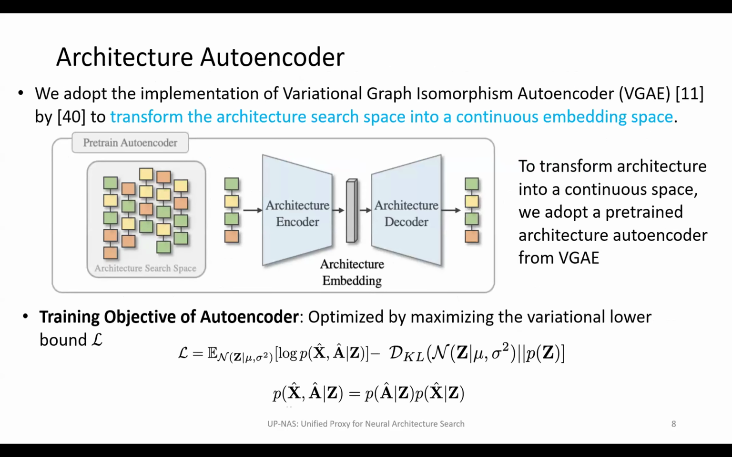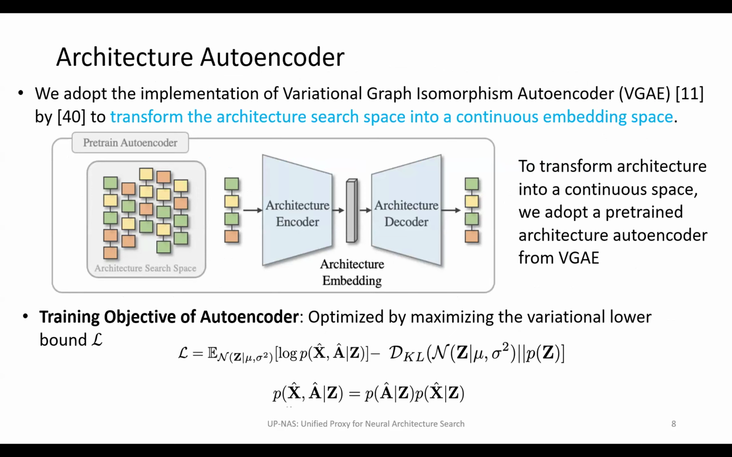And so by using this approach, the objective of VGAE is to optimize by maximizing the variational lower bound below. Okay. More details can be found in this paper. Using this method, we can get the architecture embedding here. It consists of an architecture encoder and a decoder.